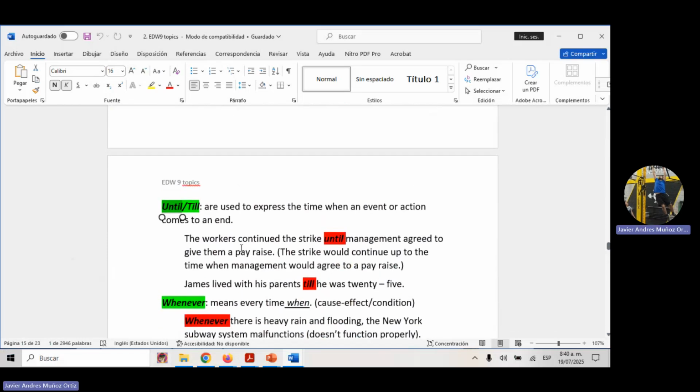For example, the workers continued the strike until management agreed to give them a pay raise. So, when this strike started, we don't know. This is not clear for us. We only know that it finished this morning, or last week, or when management agreed to give them a pay raise.